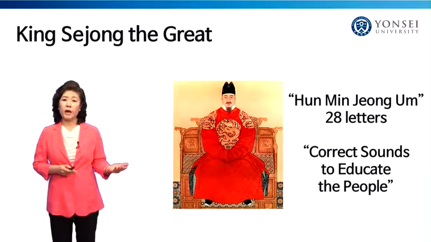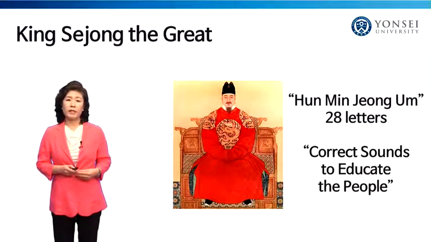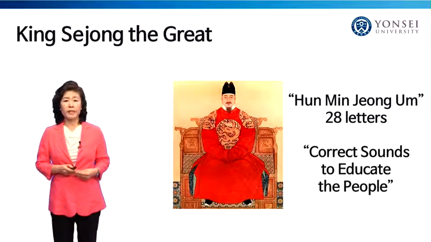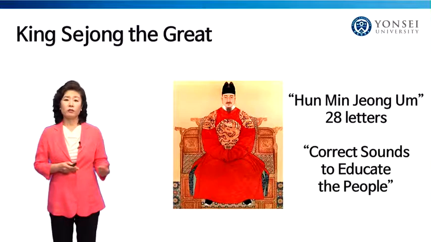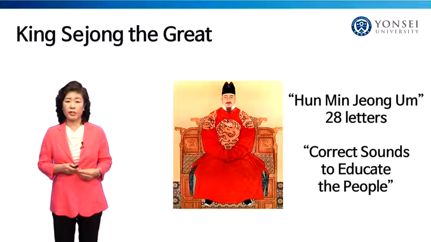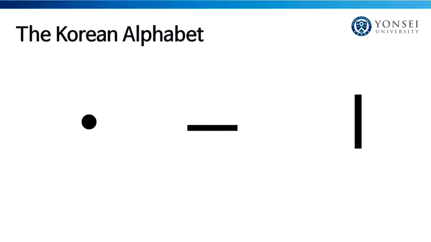As time went on, however, some of the letters fell out of use to the point where now there are 24 basic characters, 14 consonants, and 10 vowels. Let's take a look at the vowels first. They were made up of these 3 characters. Now, do you know what each of these symbols represents?